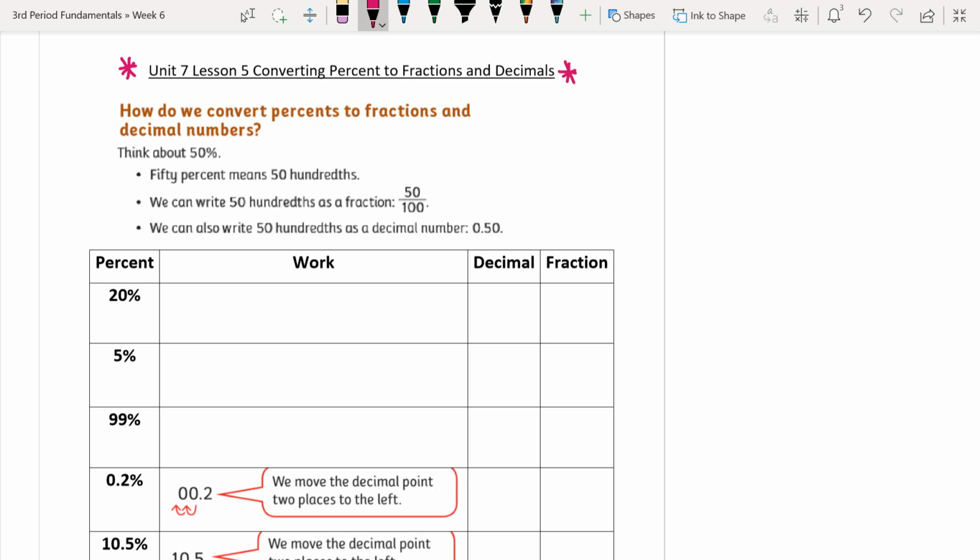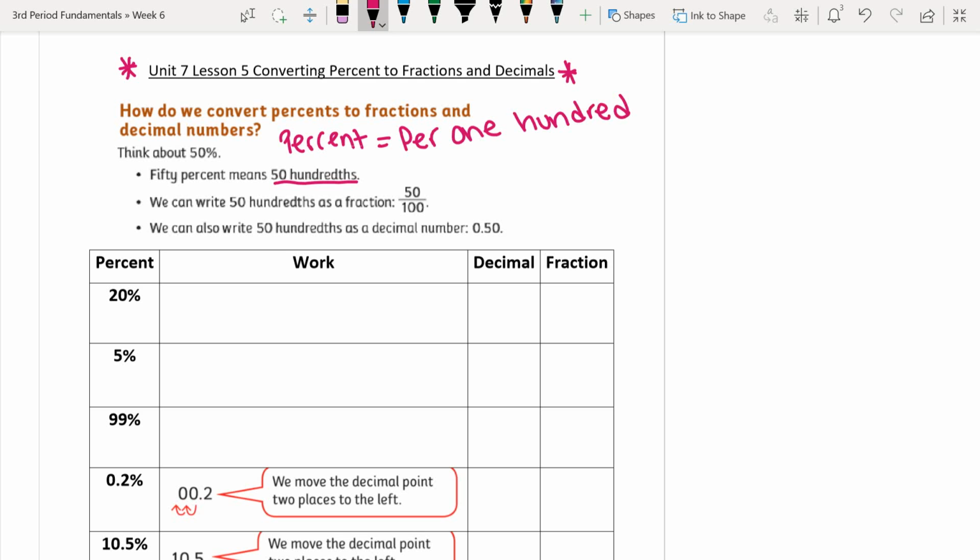So this says, you don't have to write this stuff down. I'll tell you when you need to write things. It says, how do we convert percents to fractions and decimal numbers? Okay, so it says think about 50%. 50% means 50 hundredths. Now we talked about this when we first started learning about a percent, that a percent is per 100. And you don't have to write this down because we already wrote it down when we first started talking about a percent.